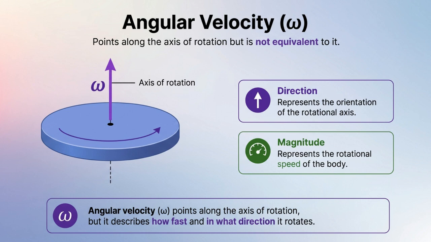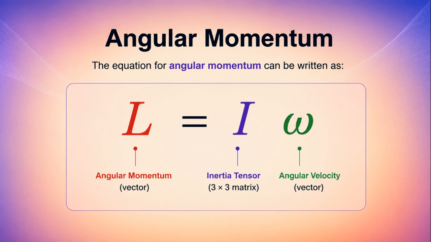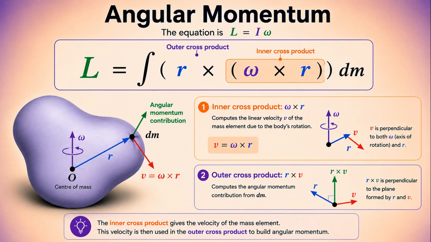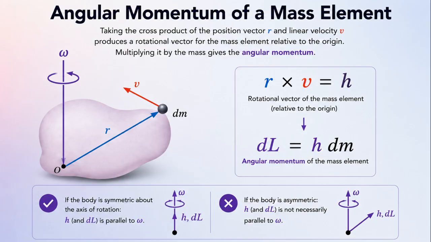The equation for angular momentum can be written as the following. The inner cross product computes the linear velocity of the mass element due to the body's rotation. This velocity vector is perpendicular to the axis of rotation and the position vector. Taking the cross product of the position vector and linear velocity produces a rotational vector for the mass element relative to the origin. Multiplying it by the mass gives the angular momentum.